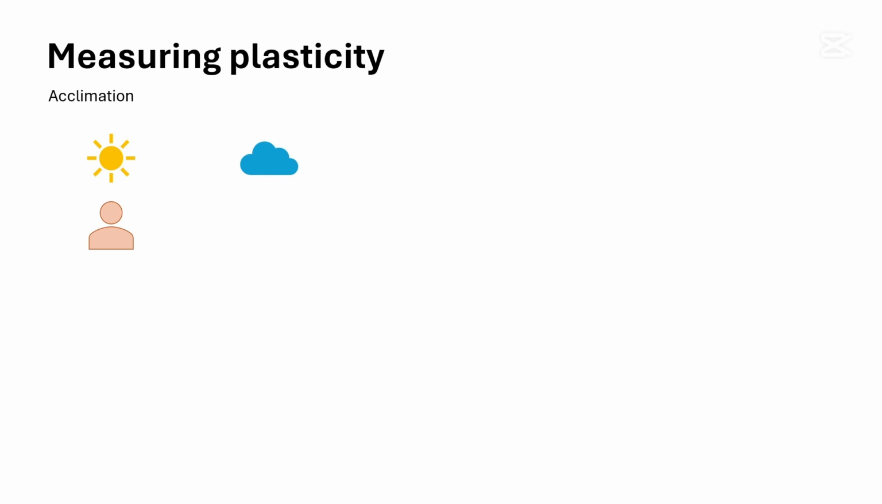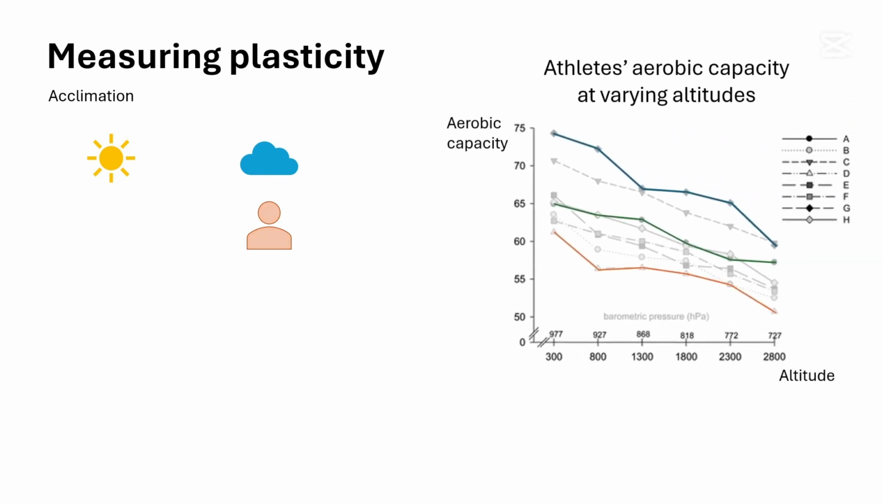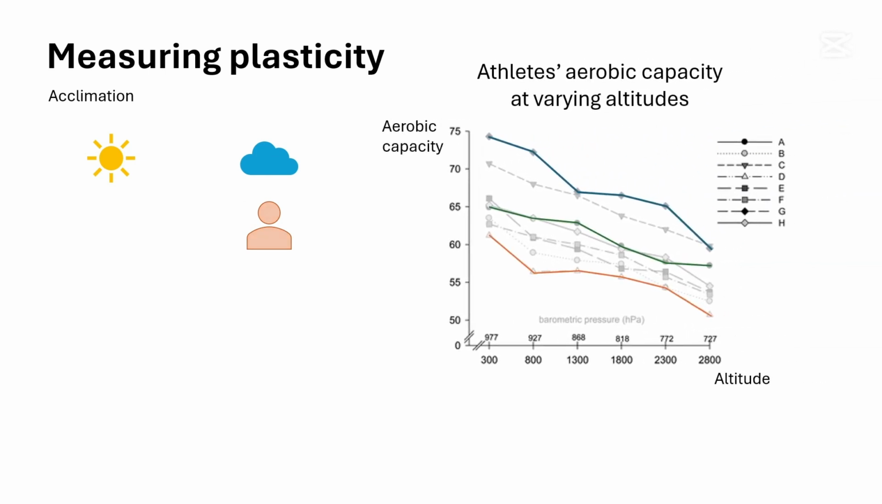In the case of transient or acclimation plasticity, it can be easily measured by putting the same individual in different environments and measuring the changes in its phenotypic expression. This is what was done in the study assessing the athlete's aerobic capacity at varying altitudes. Each athlete's VO2 max was measured at different levels of hypoxia, which allowed us to estimate the plasticity of this trait in simulated altitude conditions.